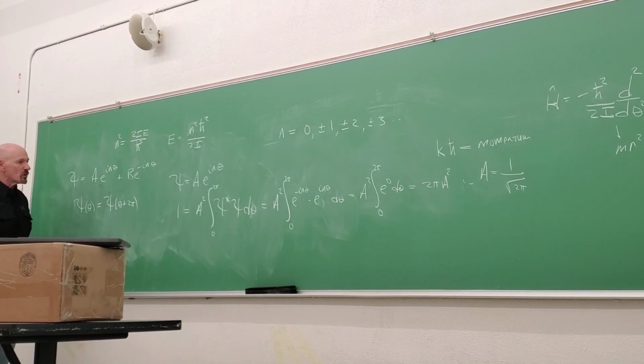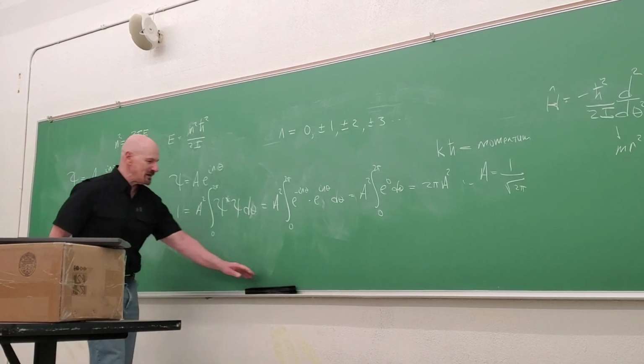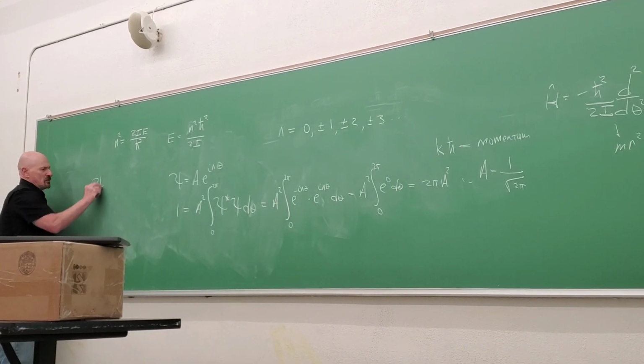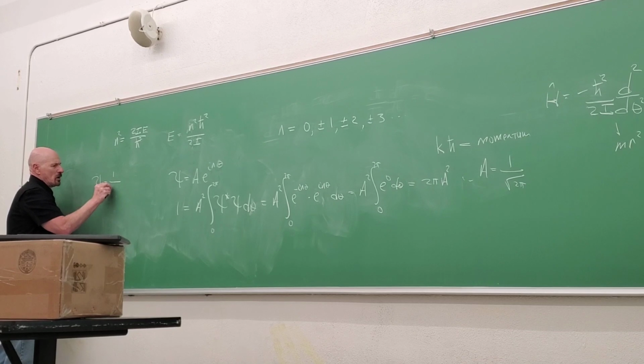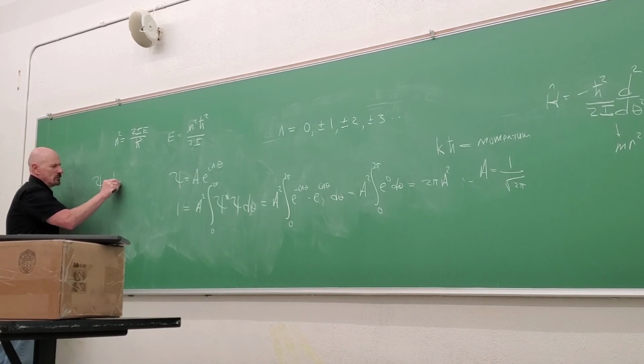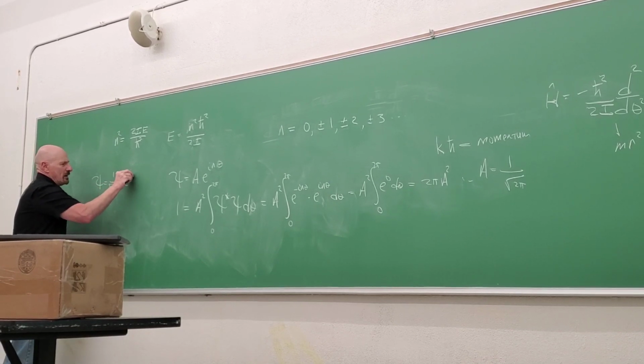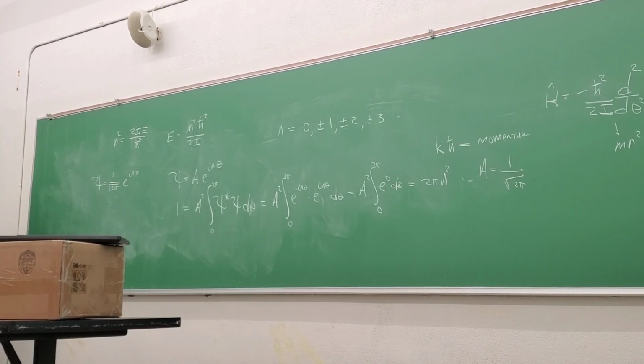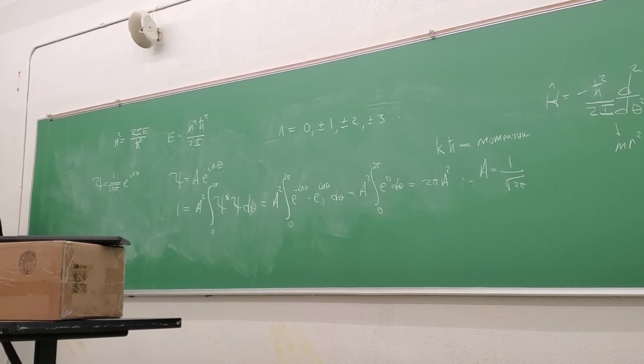Okay. So now we can write our wave function completely. We know exactly what it is. So our psi now is 1 over the square root of 2 pi times e to the i n theta. And now we can apply our energy operators or momentum operators and start massaging and finding values.